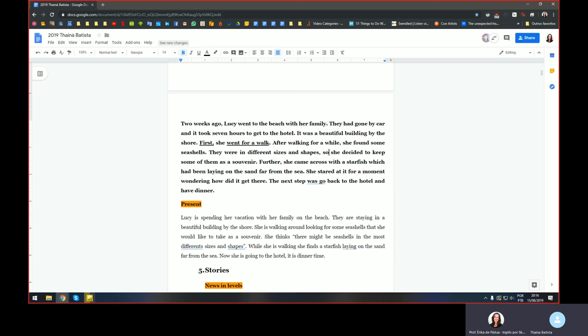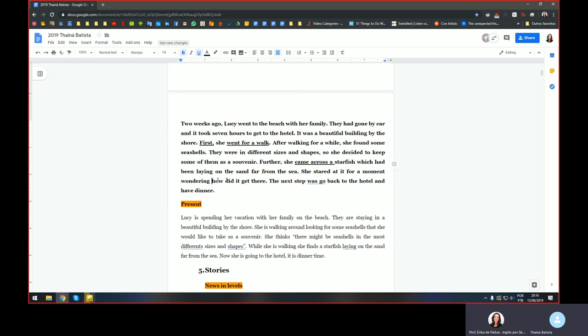Further, she came across something. To come across something, okay? She came across a starfish, which had been laying on the sand far from the sea. She stared at it for a moment, wondering how.